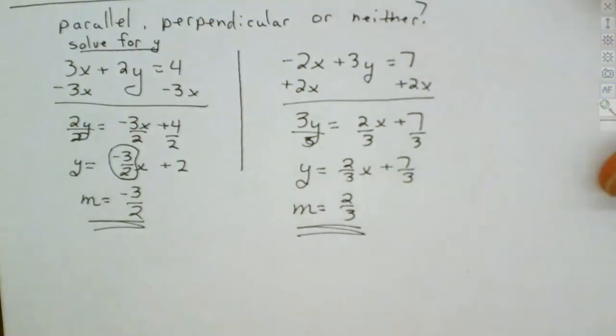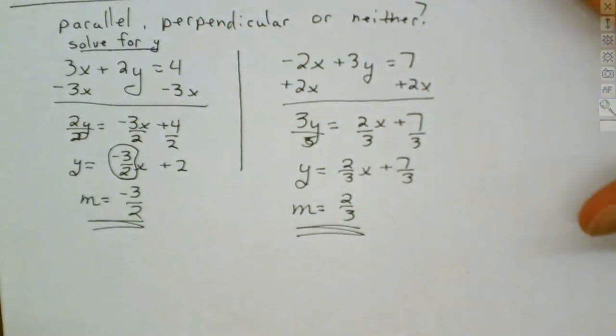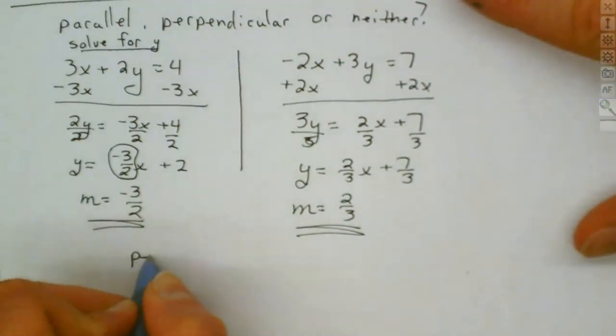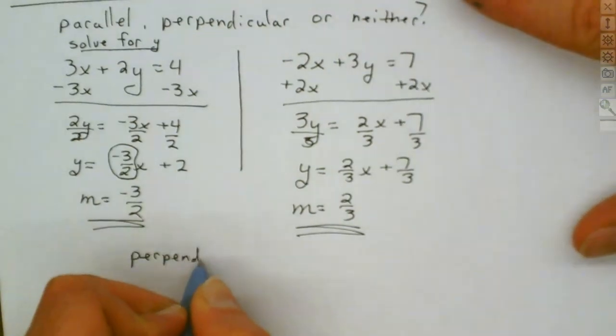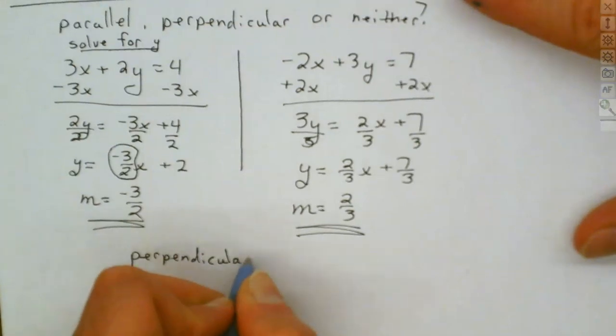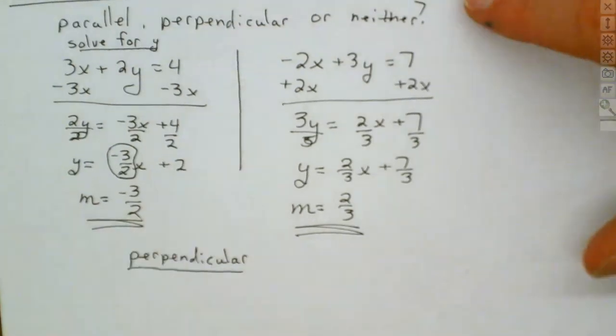Now, parallel, perpendicular, or neither? First off, are they opposite in signs? Yes. Are they flipped over? Meaning reciprocal, meaning they're flipped over. One's flipped over the other one. Yes. So these would then be perpendicular, because they are opposite or negative reciprocals.